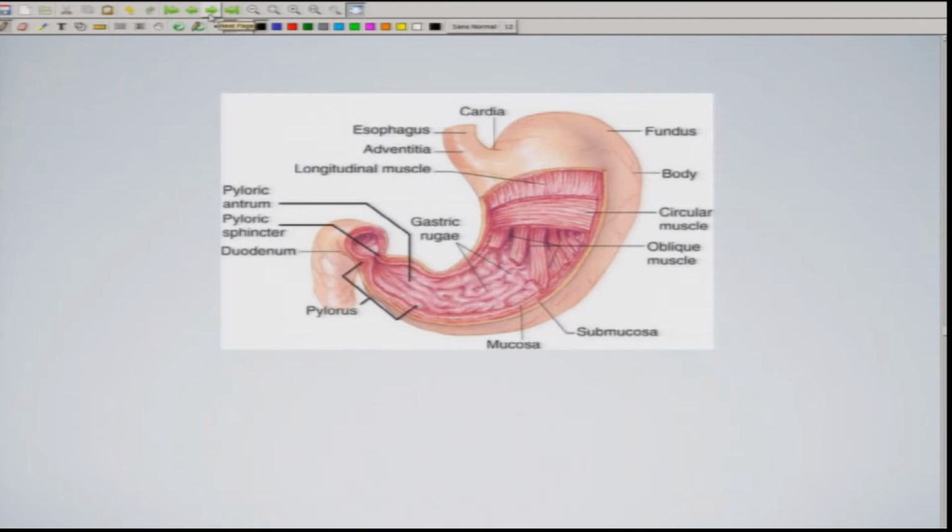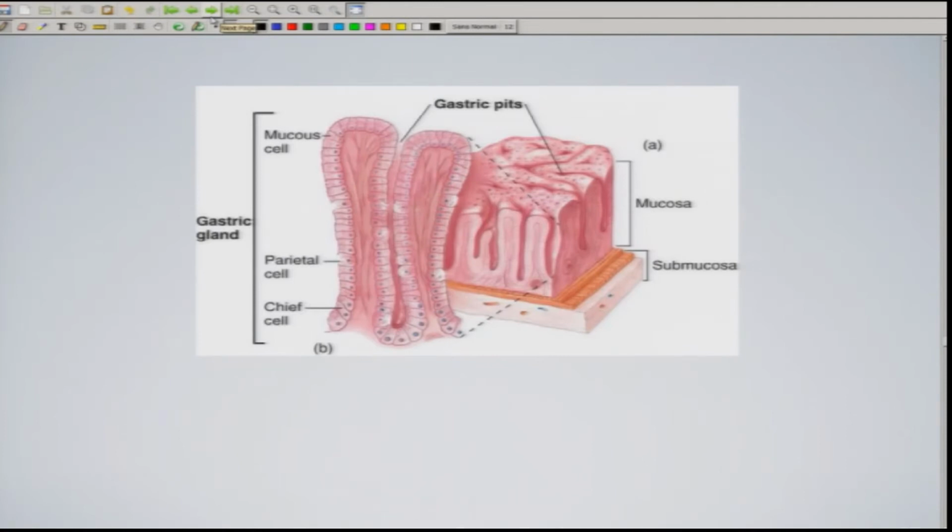Now, this is your stomach, which is a very acidic zone, as I told you, and it has a series of circular muscles and oblique muscles, and it has a mucosal layer and a submucosal layer. This is called the gastric rugae, where the hydrochloric acid reactions are taking place. Now, this is how the gastric pits look. This is where the HCl is being made instantaneously.